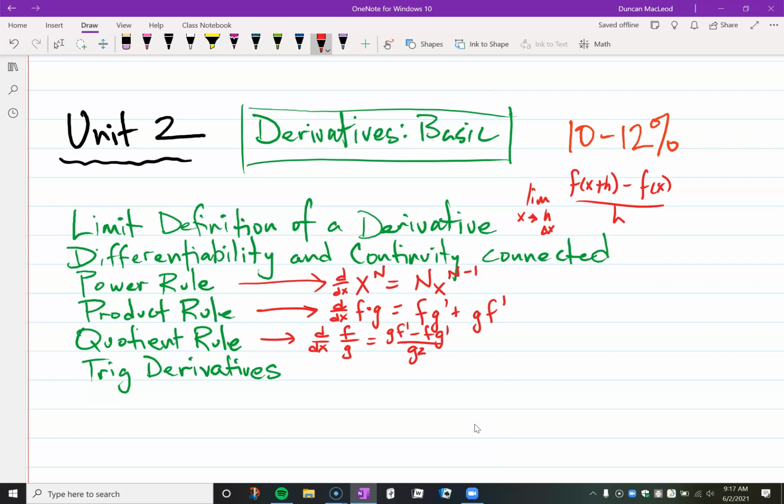So I shouldn't have said song, it's a limerick. So the limerick that goes with the quotient rule is low d high minus high d low over low low. High is f, the top. Low is g, the bottom. High and low. So low d high minus high d low over low low. It's kind of like a Seven Dwarves song. That's what it feels like to me.